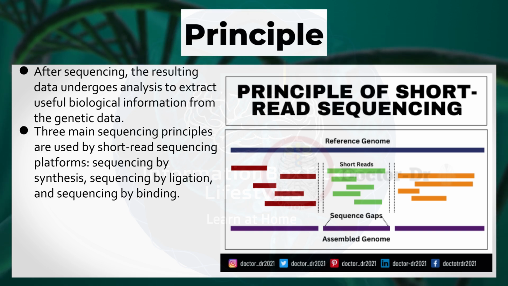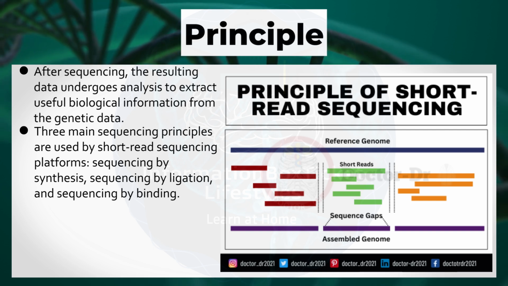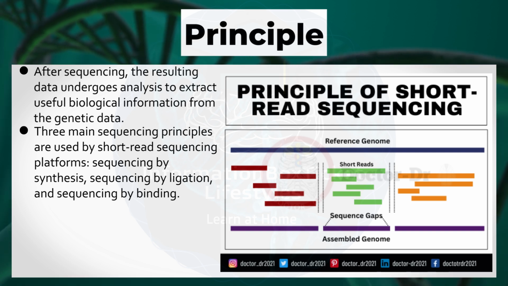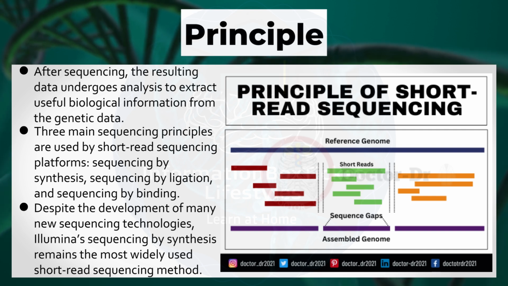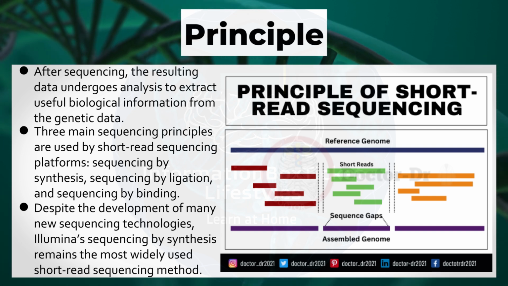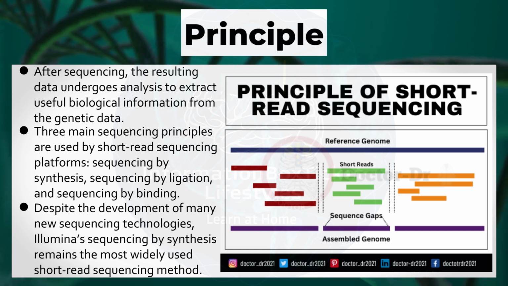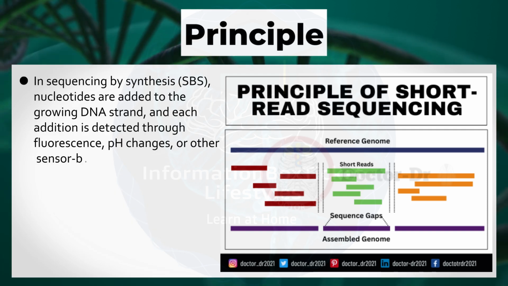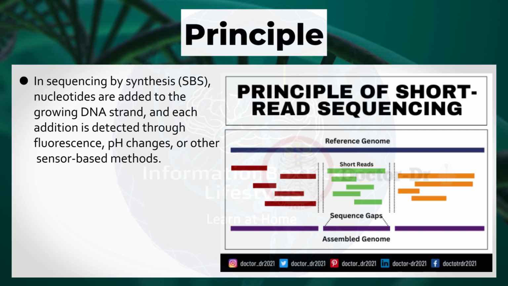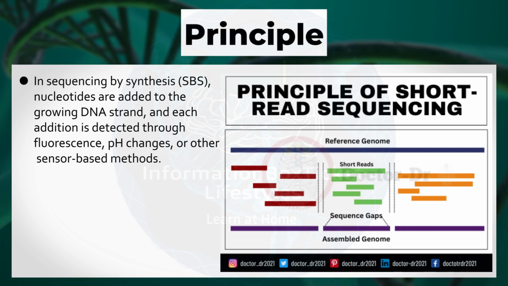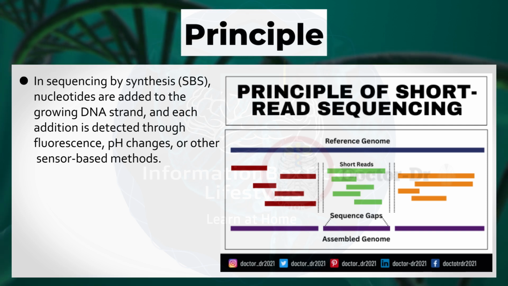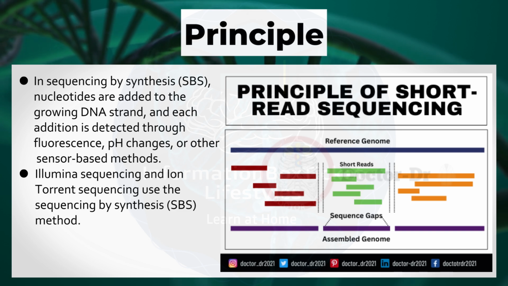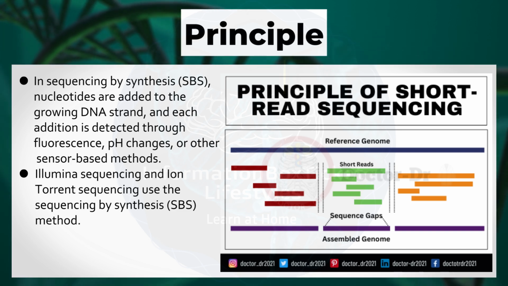Three main sequencing principles are used by short-read sequencing platforms: sequencing by synthesis, sequencing by ligation, and sequencing by binding. Despite the development of many new sequencing technologies, Illumina's sequencing by synthesis remains the most widely used short-read sequencing method. In sequencing by synthesis, nucleotides are added to the growing DNA strand, and each addition is detected through fluorescence, pH changes, or other sensor-based methods. Illumina sequencing and Ion Torrent sequencing use the sequencing by synthesis method.